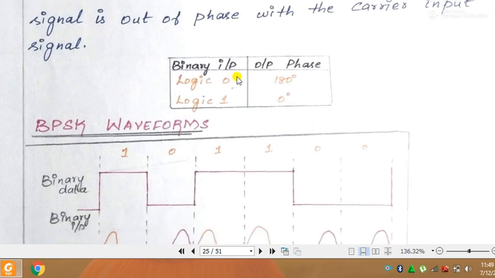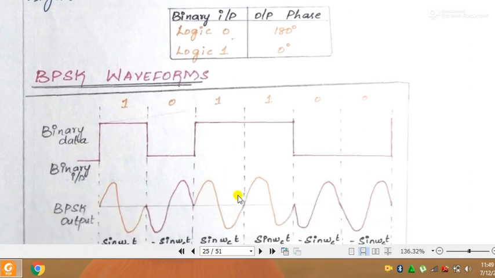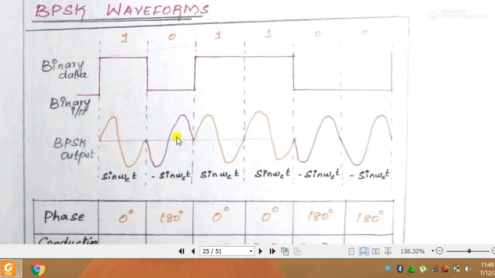If it is logic 0, the output has a 180 degree phase shift. If it is 1, it has a 0 degree phase shift. And see the BPSK waveform for the binary data sequence: for 1 it is a higher pulse, for 0 it is a lower pulse. So if the input is 1, we have a 0 degree phase shift.